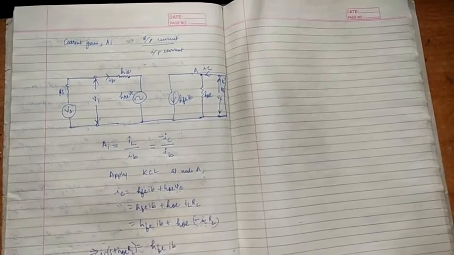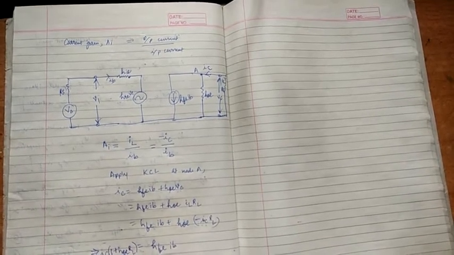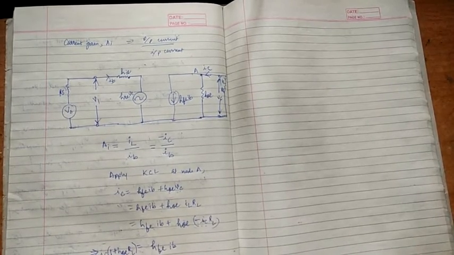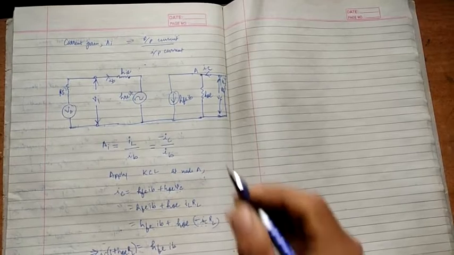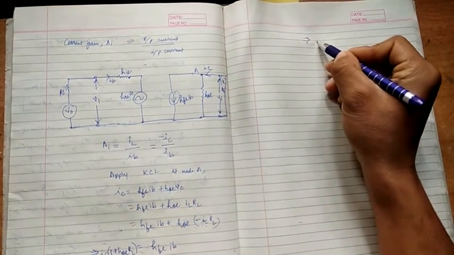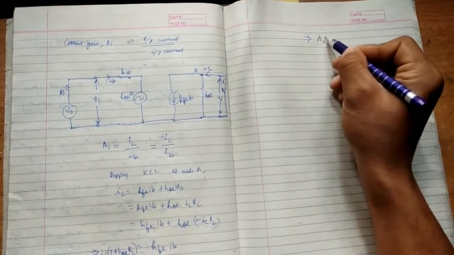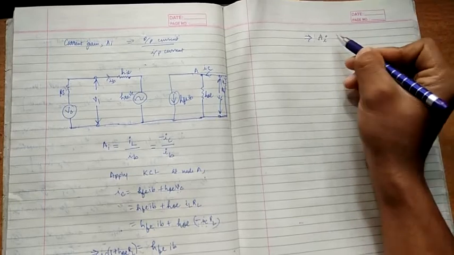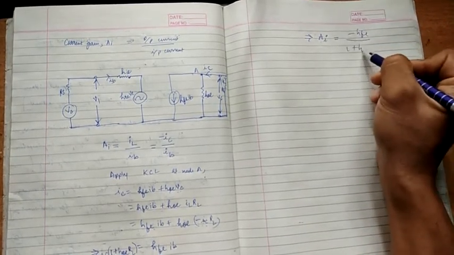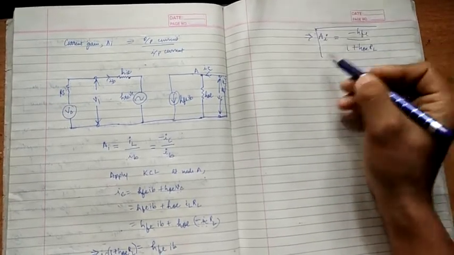This implies that IC by IB is equal to HFE by 1 plus HOE RL. This implies IC by IB, minus AI, so AI equal to minus HFE by 1 plus HOE RL. This is the current gain.